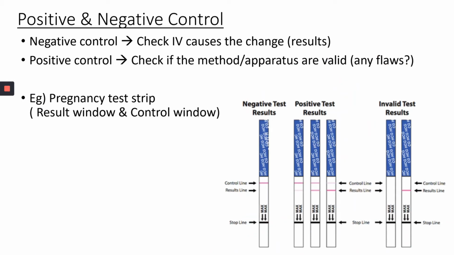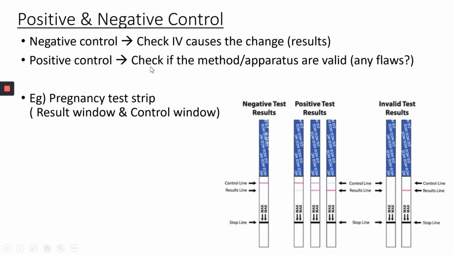The next part I want to talk about is the positive and the negative control. The negative control is related to how the IV, your independent variable, causes the change, which is the result. For example, let's say the effect of green tea on plant growth compared to no green tea. So that is your IV, the presence and absence of green tea on plant growth.